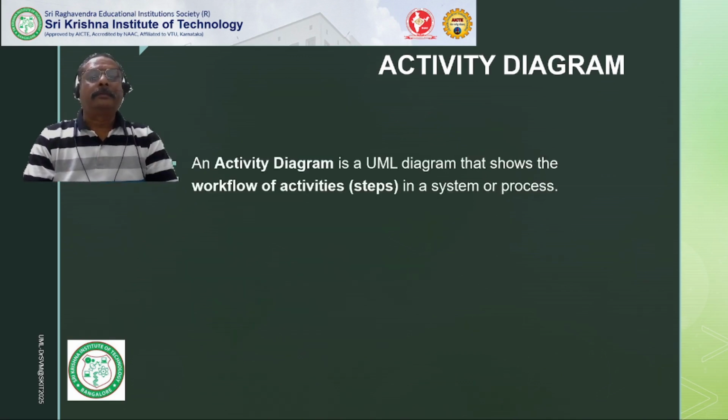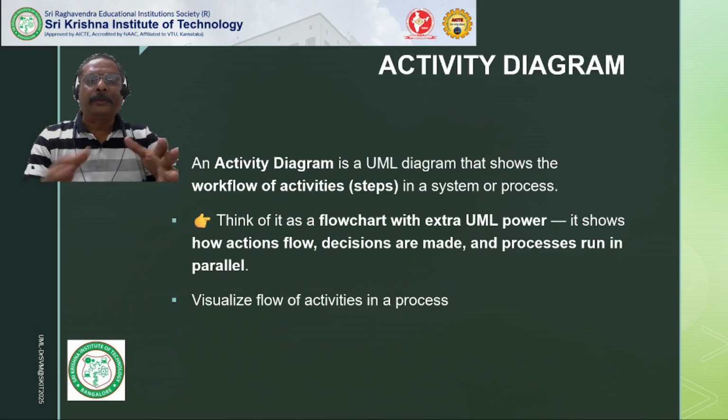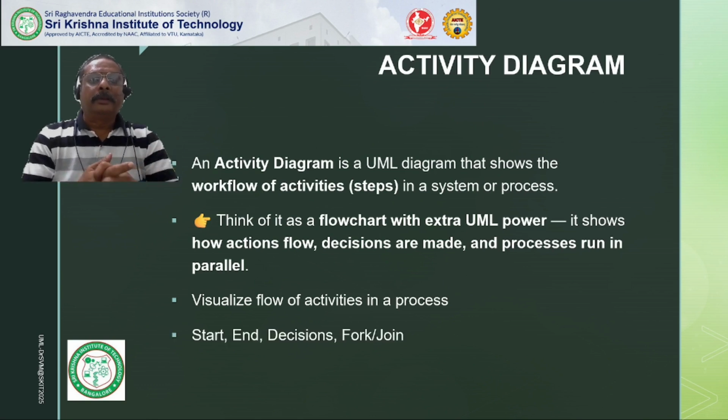The activity diagram is a UML diagram that shows the workflow of activities, steps involved in a system or a process. So you can think of it as a flowchart with extra UML power. It shows how actions flow, decisions are made, and processes run in parallel and all that. So this is going to help us in visualizing the flow of activities in a process. So it will have start, end, decisions, fork, and join operations. It can be very easily visualized here.